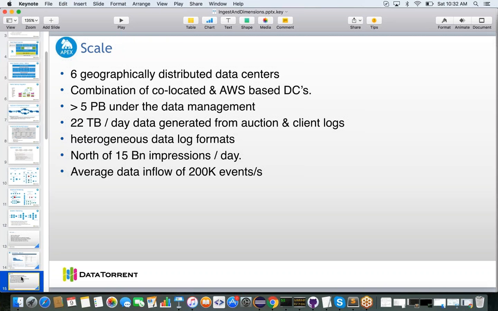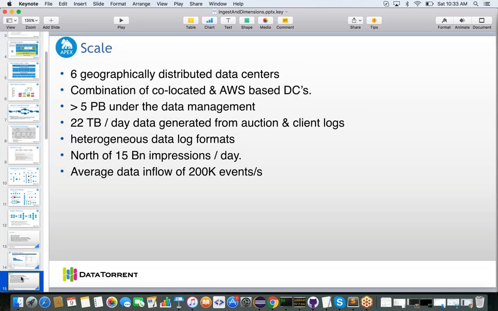They had a total of 5 petabytes under data management, and the inflow rate that we were seeing through our real-time system was 22 terabytes a day. These were essentially auction and client logs, ad serving logs generated after serving ads, or the logs that come from a user's browser when he or she views an ad or navigates to a page and there's an ad served to them. The log formats for both these types of logs were heterogeneous. One was JSON, the other was Avro.